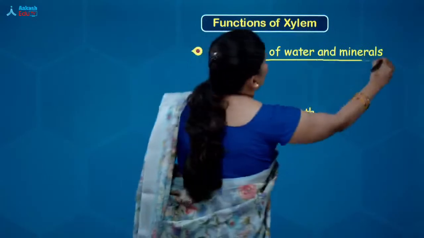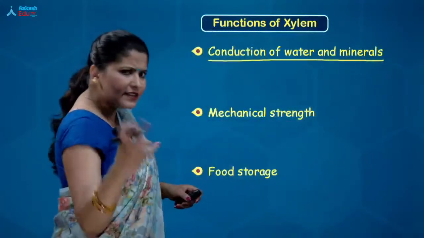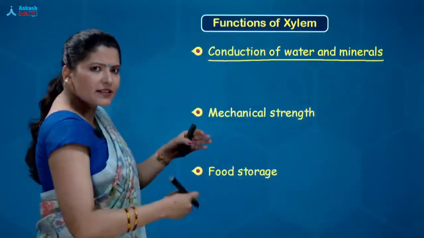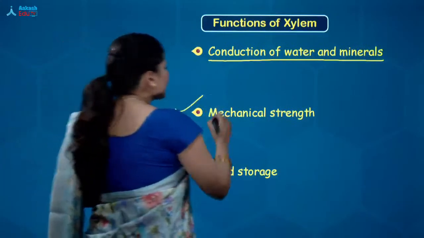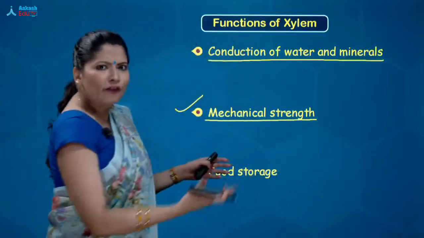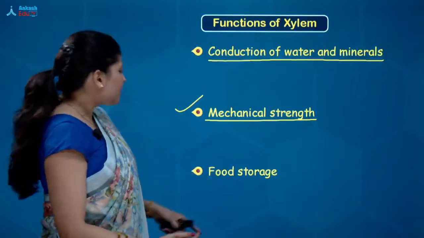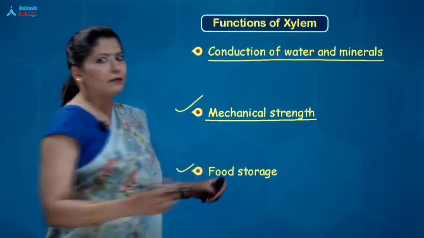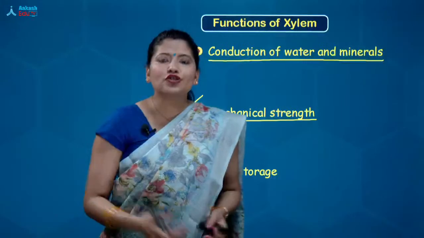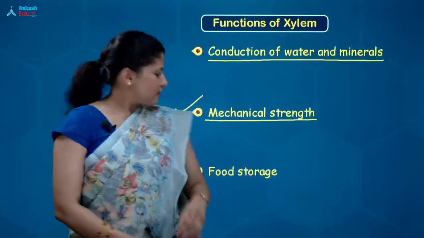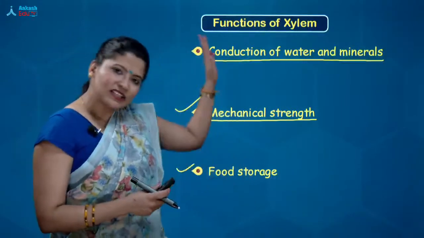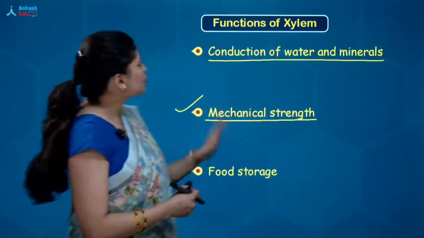It conducts water and minerals, through tracheids and vessels. It also provides mechanical strength through xylem fibers, xylem sclerenchyma. Food storage is done by xylem parenchyma. Being the living tissue, what is its main function? That it stores food. So these are the functions of xylem tissue.